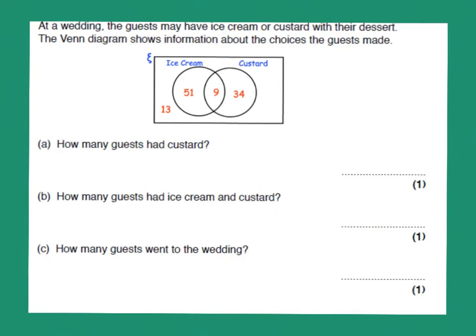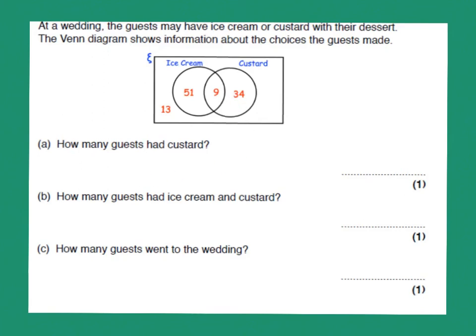Okay, here's a question on interpreting, reading out a Venn diagram and seeing what it's all about. Again, you can pause this and have a go if you wish. At a wedding, the guests may have ice cream or custard with their dessert. The Venn diagram shows information about the choices the guests made. So there's 13 on the outside, they didn't have any. 51, just ice cream. 9, ice cream and custard, because that's the intersection, that means both. 34, that's just custard.